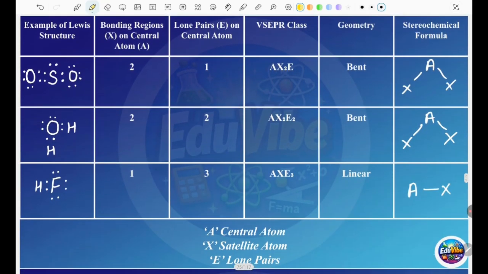Next we have this type of structure. This structure also has the lone pair. One lone pair is there, so it's AS2E. This is the bond, and the bond can be made like this.